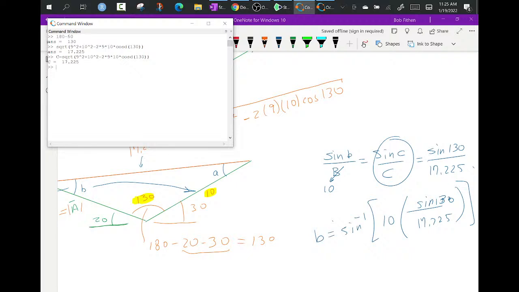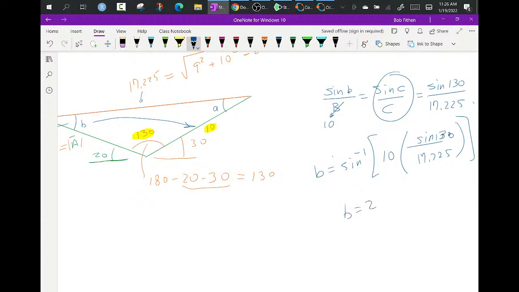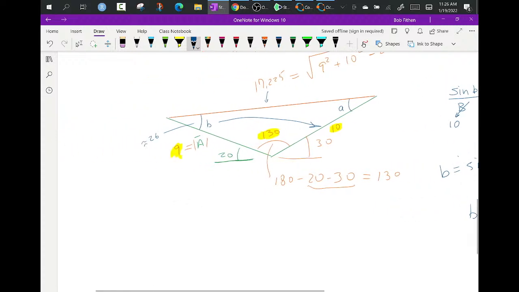So what I'll do is arc sine degree, to get me back in degrees, the value of 10 times the sine in degrees of 130 divided by that big C up above gives me back 26.406. So B is equal to 26.406. Pretty close to that 26 I guessed.